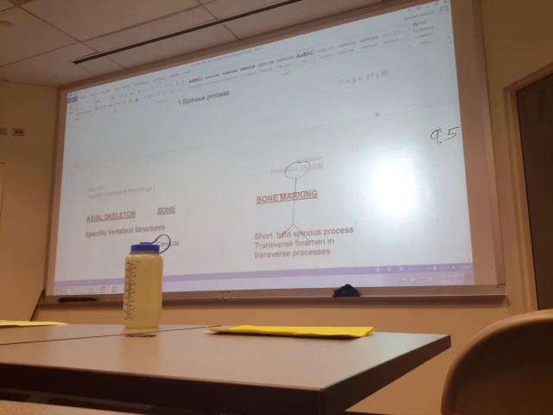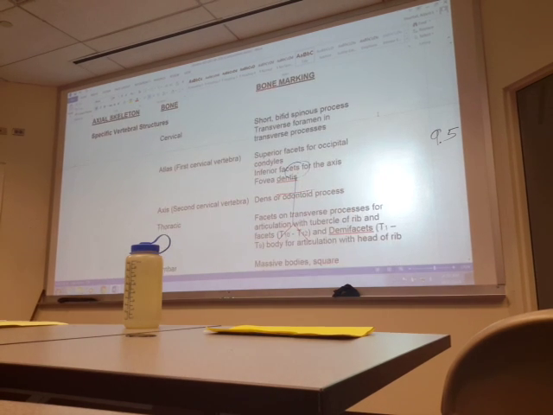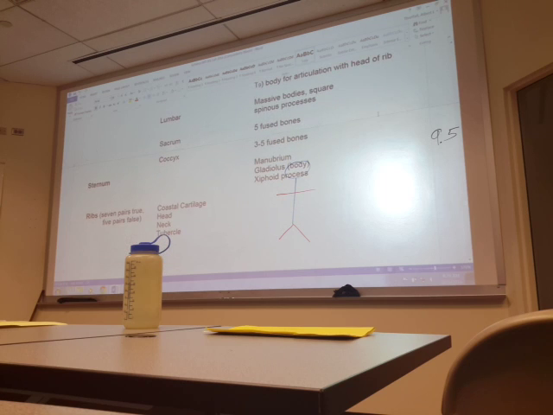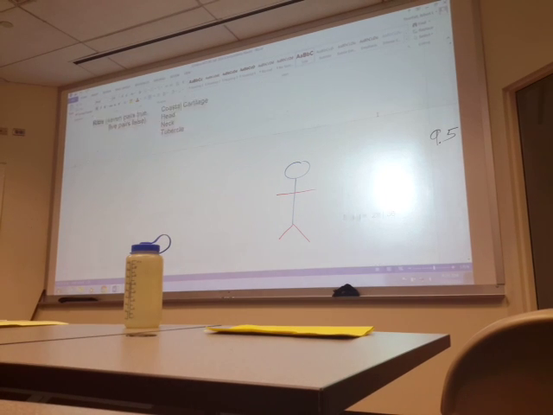But you have cervical, thoracic, lumbar, and so I talk a little bit about the differences in the different types of vertebrae. There's the sternum, the ribs.